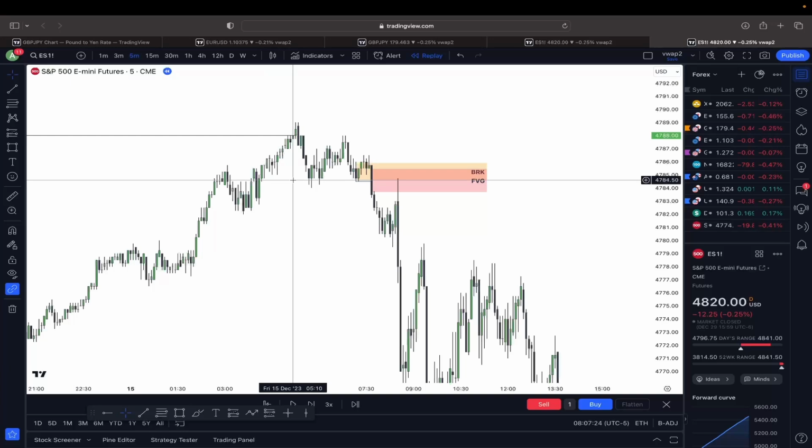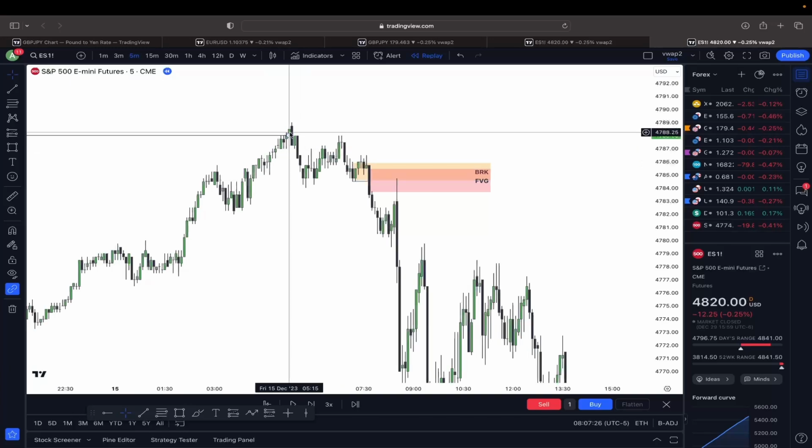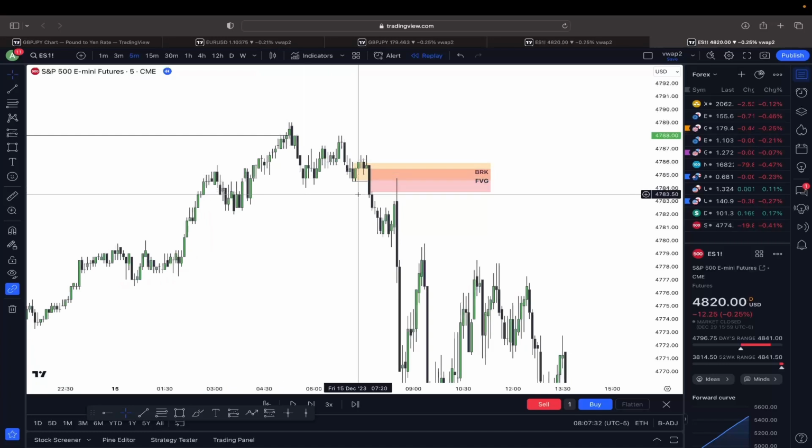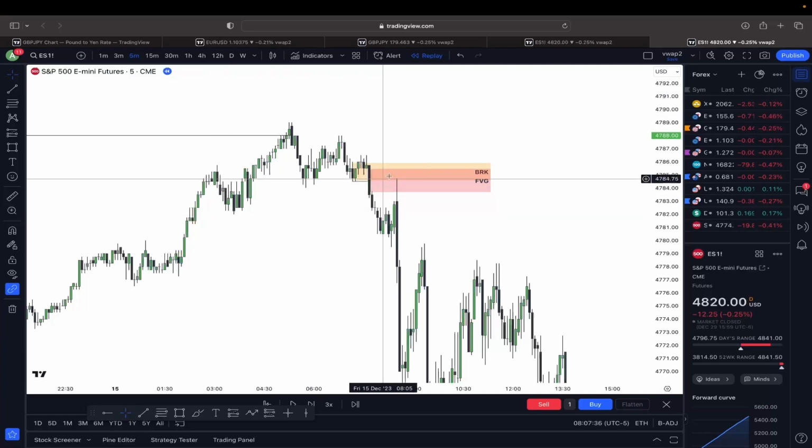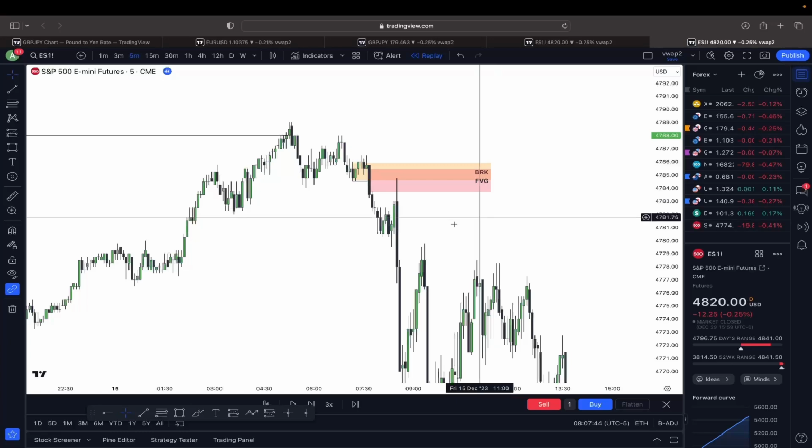And now what are we going to do? So we've got our stop run, we've got our displacement. All of these are market structure shifts as well. There just isn't any breaker block or a fair value gap to enter off of. So that's not the model itself. This is the first point in which we have both that breaker and that fair value gap to enter from. So now we've got our breaker block and our fair value gap.